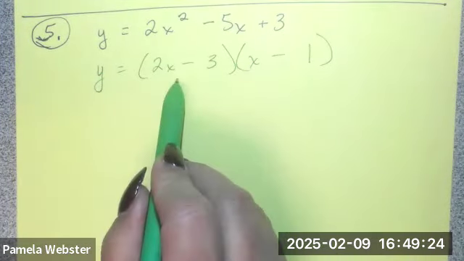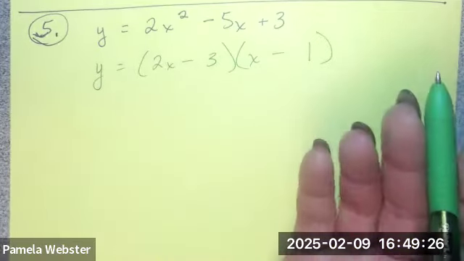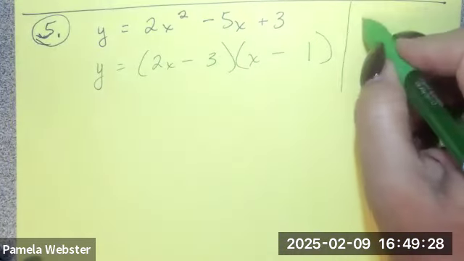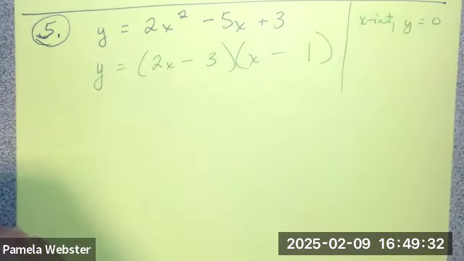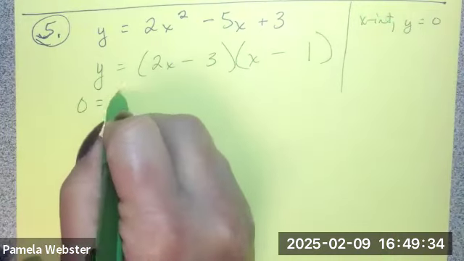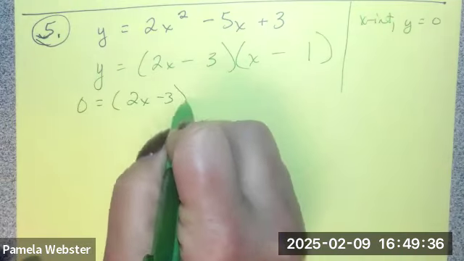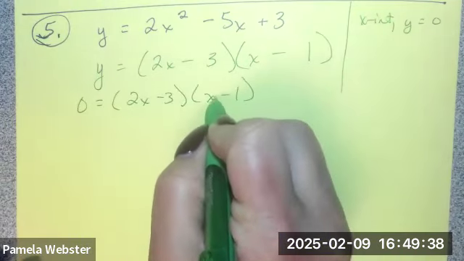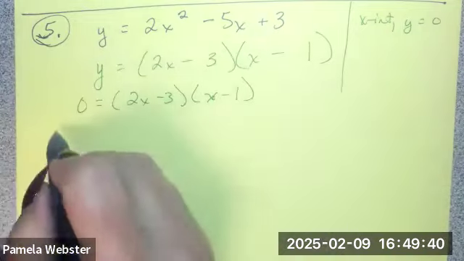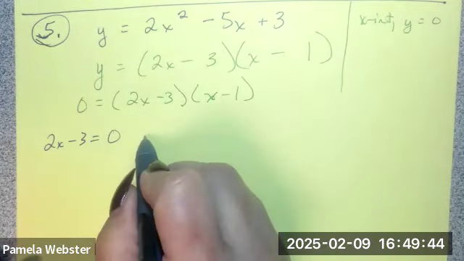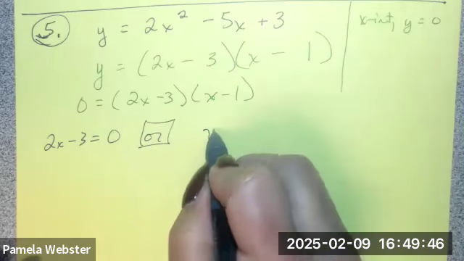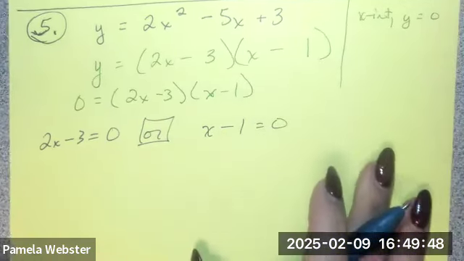Okay. I'm going to say x-intercept first. I don't know why. I just want to. So I'm going to plug in y equals 0, right? So 0 equals 2x minus 3 times x minus 1. And we said take each one, set them equal to 0. 2x minus 3 equals 0, or x minus 1 equals 0.